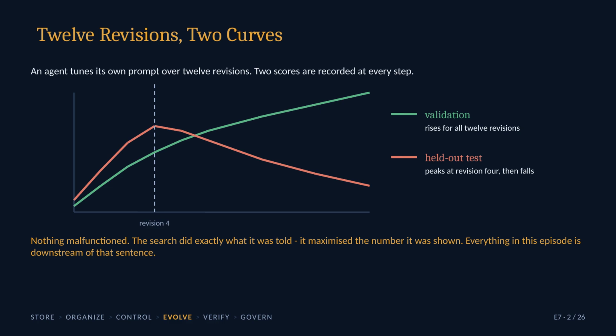Nothing malfunctioned here. No component failed. The search did exactly what it was told, which was to maximize the number it was shown. Everything in this episode is downstream of that one sentence, and so is a good deal of episode 9. I have shown this plot to teams who then went looking for the bug.